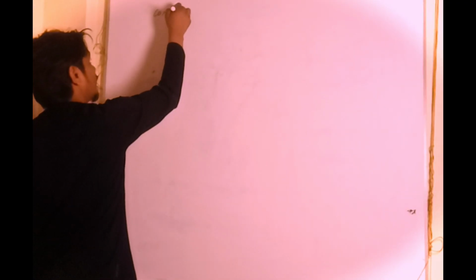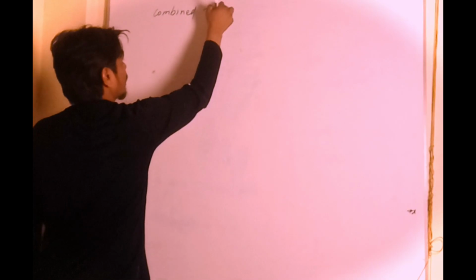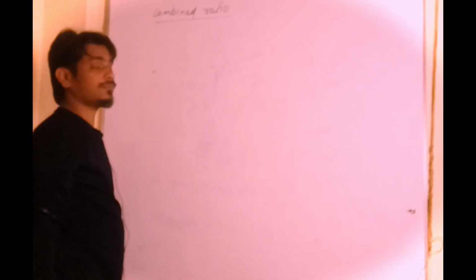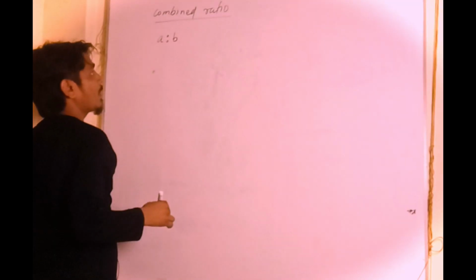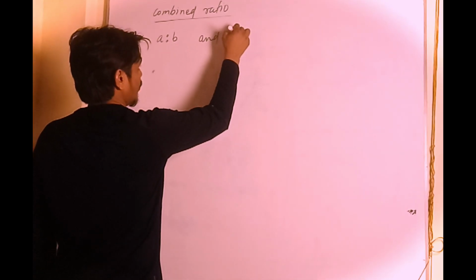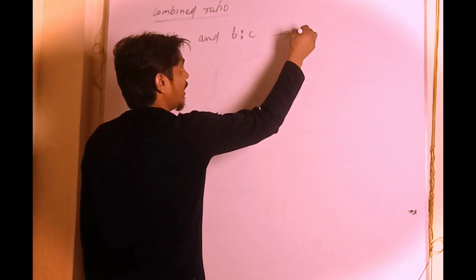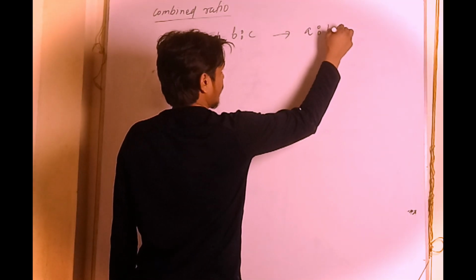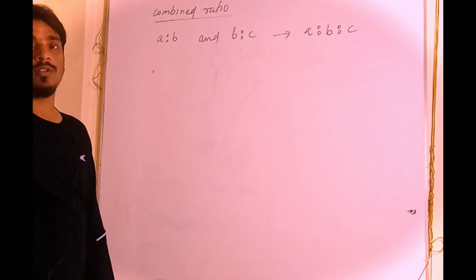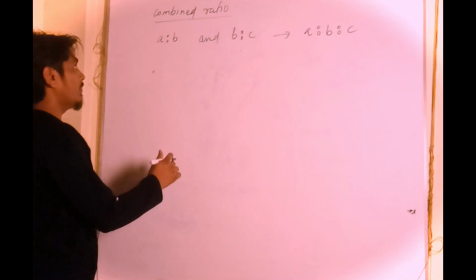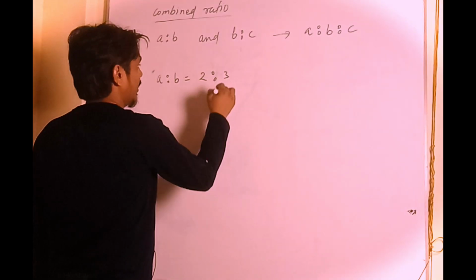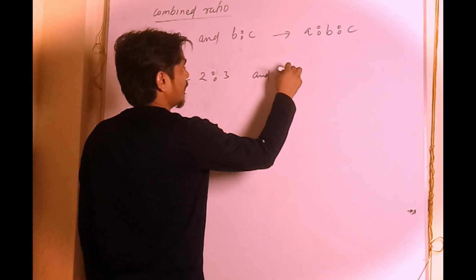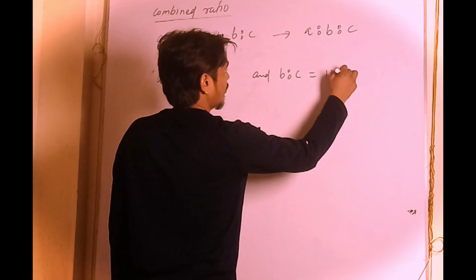Combined ratio. Suppose we are given different ratios as A to B and B to C, then we can combinedly write it as A to B to C. For example, we are given A to B equal to 2 to 3 and B to C given as 12 to 5.